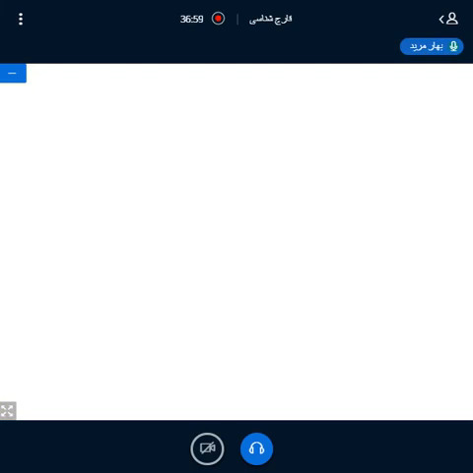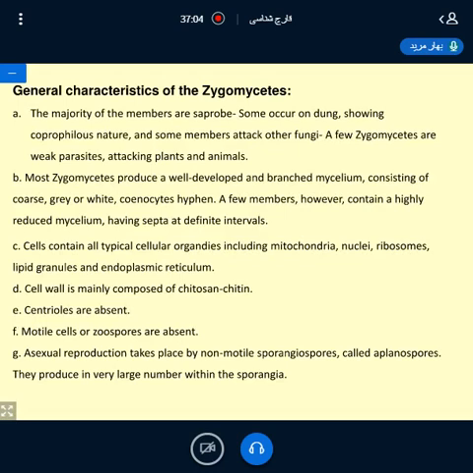General characteristics of Zygomycetes. The majority of the members are saprophytes and some occur on dying matter, showing coprophilous nature, and some members attack other fungi. A few Zygomycetes are weak parasites attacking plants and animals. Most Zygomycetes produce a well-developed and branched mycelium.